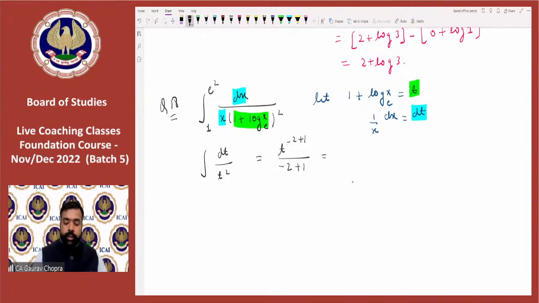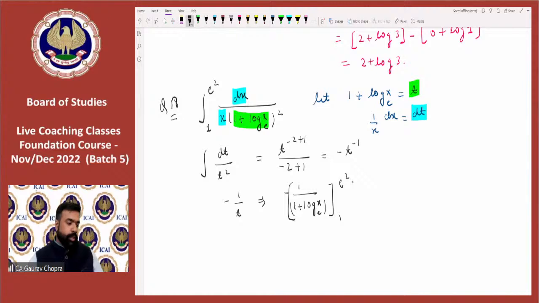So it becomes minus and t to the power of minus 1, or it can also be written as minus 1 upon t. In place of t, we can write again 1 plus log of x. Now what is the limit? The limit is from 1 to e square.